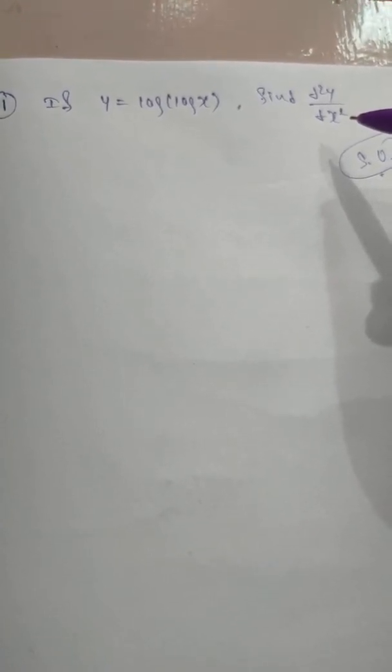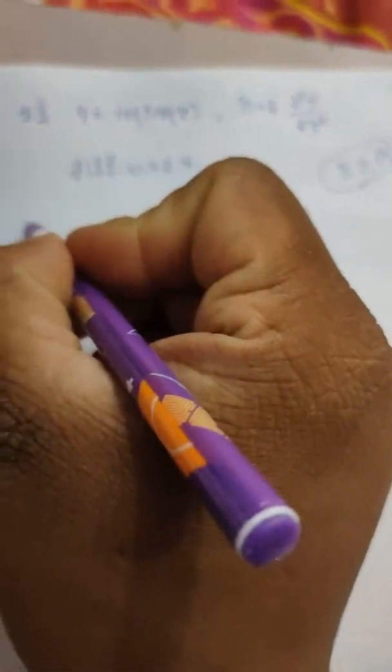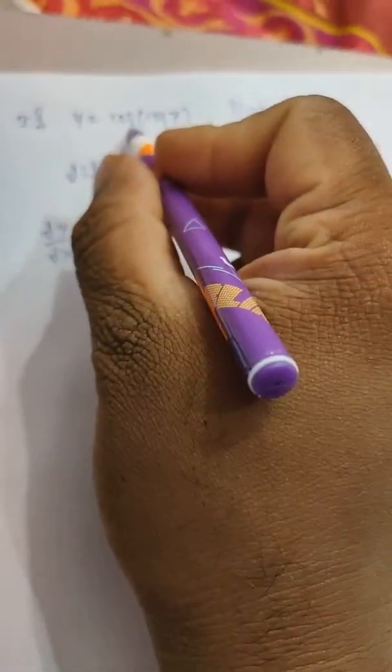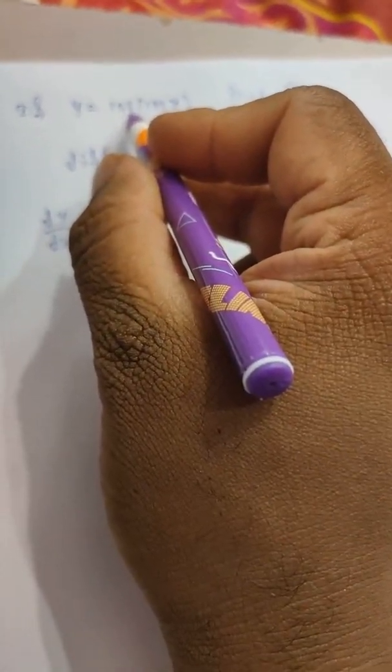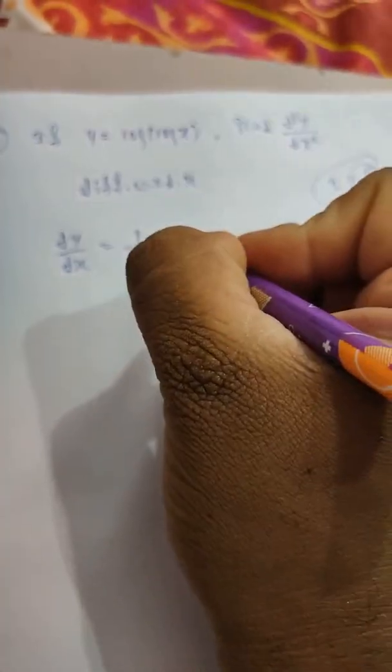Now we are differentiating this function twice. Let me differentiate this function with respect to x. So dy by dx is equal to, what is the differentiation of log x? The differentiation of log x is 1 by x. Now the differentiation of log of log x is 1 by log x, and again the differentiation of log x is 1 by x.